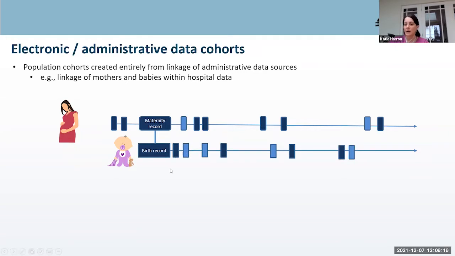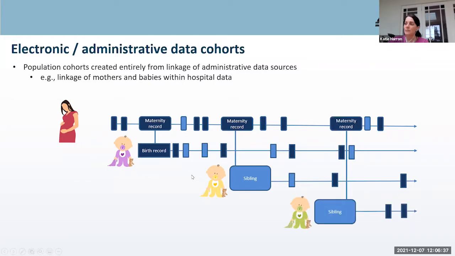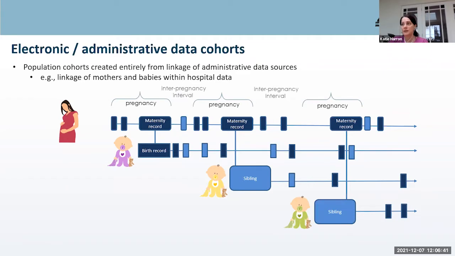So we can also, in the same way, think about linking in siblings, which provides us with an opportunity to do sibling control analyses. So by using discordant pairs, we can try to tease out the mechanisms by which exposures are influencing outcomes. And we can also think about looking at the pregnancy period and what happens during these periods and what happens in between pregnancies, the inter-pregnancy intervals, and about how these might influence child and maternal outcomes.